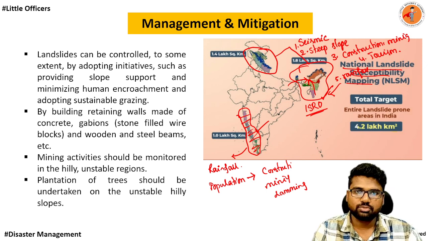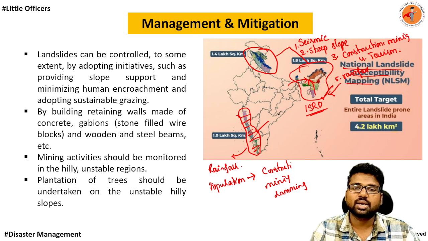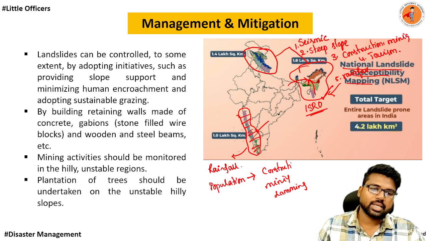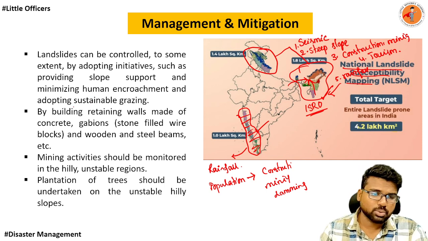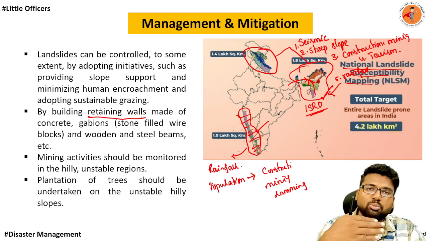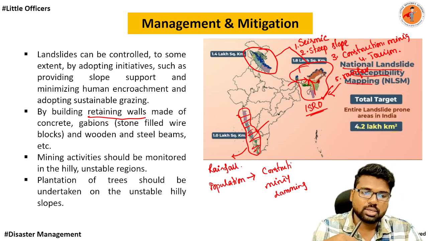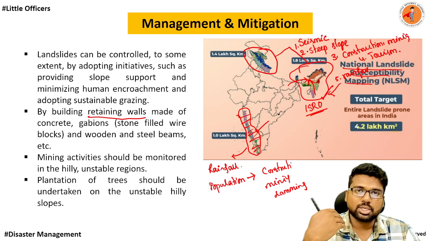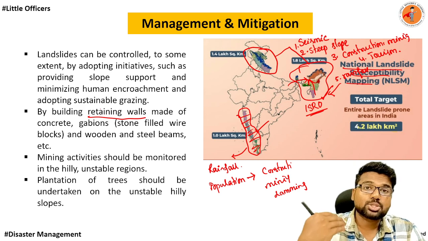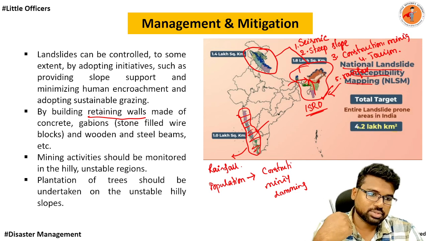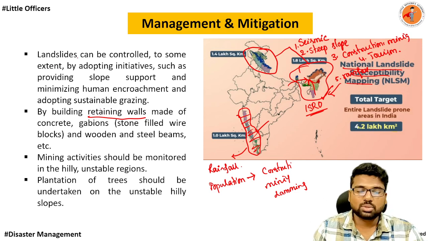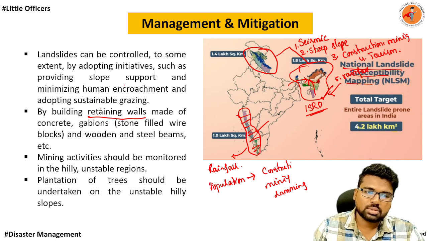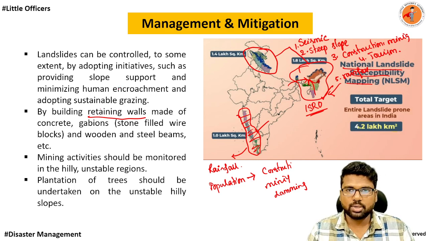First and foremost, you create a mapping, zonation, identify which districts or locations are highly vulnerable, and then take structural and non-structural measures. For example, adopting retention walls. You can build a retention wall so that slope failure can be reduced. For example, you can use gunny bags, or concrete material or wooden platforms or steel beams in order to provide additional strength to the slope so that slope failure can be reduced. Similarly, we can also take supporting measures through human structural measures.